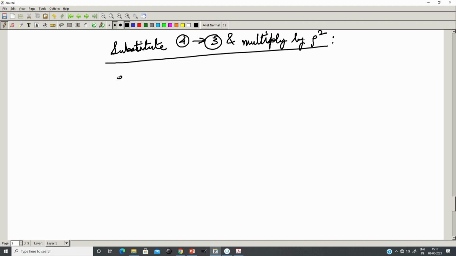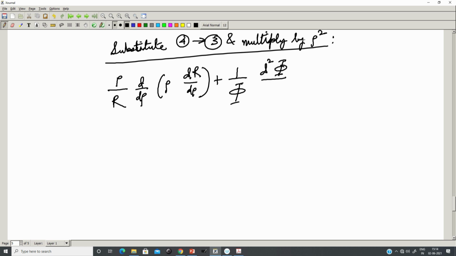If we do that, we will obtain this equation: rho by r d d rho of rho dr d rho plus 1 by capital phi d square phi d phi square plus k square minus kz square rho square equal to 0. We call this equation 5.